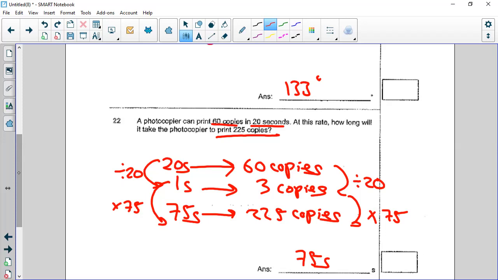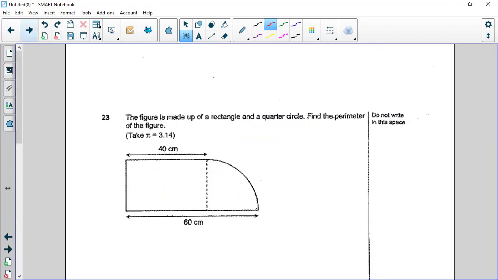Okay, question 23. Let's go on. Now the figure is made of a rectangle and a quarter circle. Find the perimeter of the figure. Now your picture cannot be very clean, so you must put numbers on your picture. 60 minus 40, this is 20, the radius of the quadrant. And this side must also put, because when you put on this dotted line, you will know that the opposite side of the rectangle is the same. So your picture cannot be very clean.